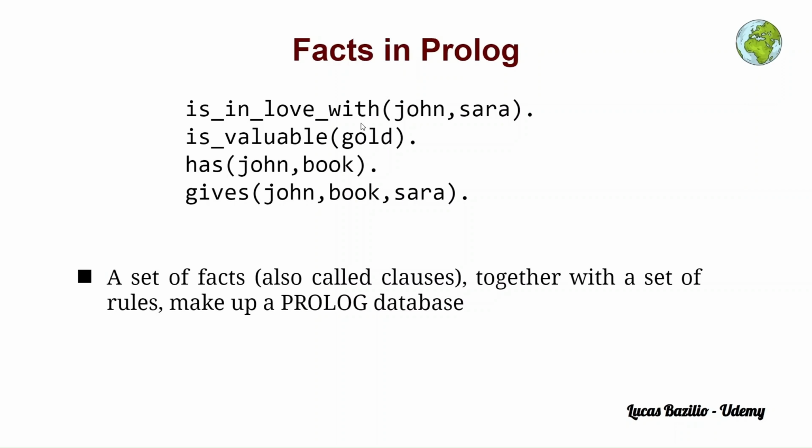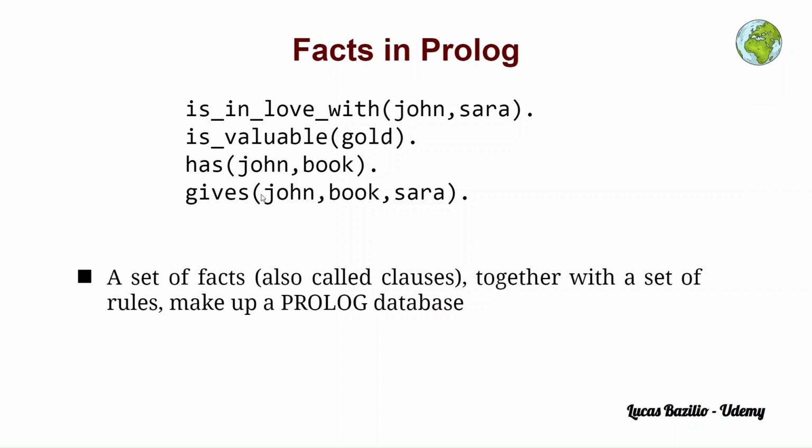So this fact declares that John is in love with Sarah. So the interpretation here is that the first argument likes the second argument. Or in other words, the first argument is in love with the second argument. And again, this interpretation is done by the programmer. It is arbitrary. We are not obligated to do it in this way.